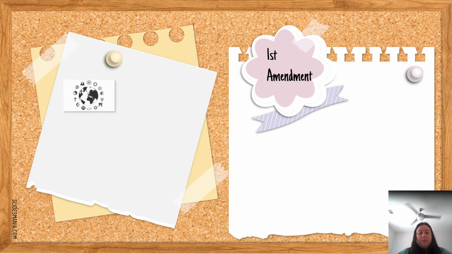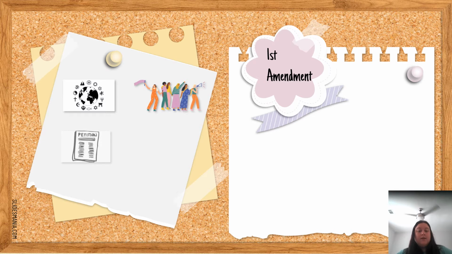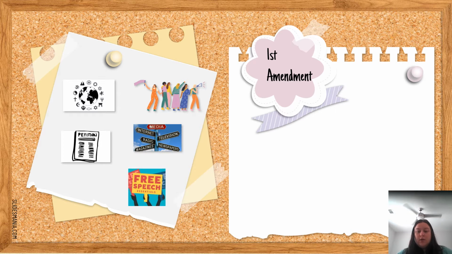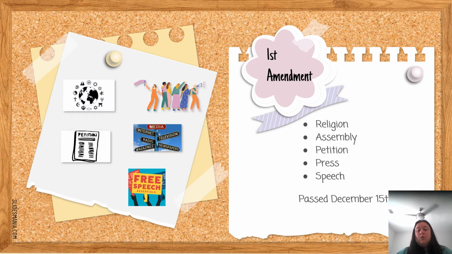So for the First Amendment, we know that there are many things that are covered under this amendment, right? So we have religion, assembly, petition, press, and speech. If you look at the first letters just straight down, it spells out RAPS, R-A-P-P-S, which is a good way to remember what they all are if you struggle to remember them since there's multiple.